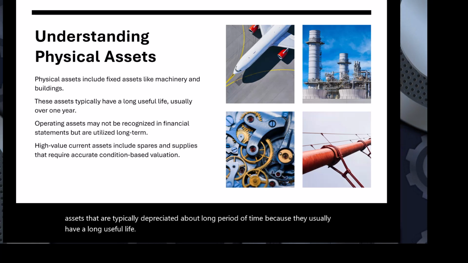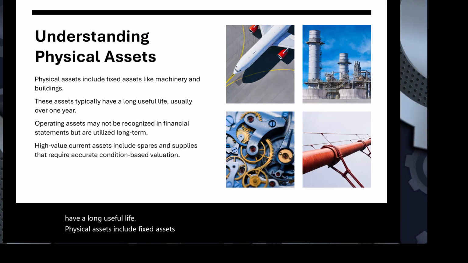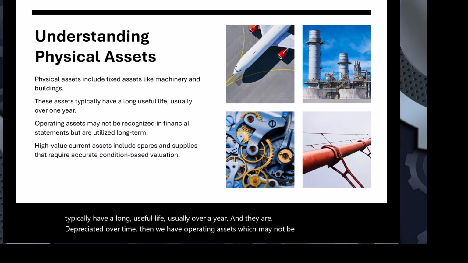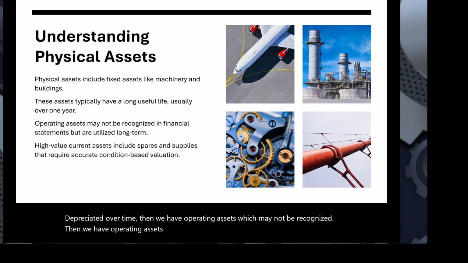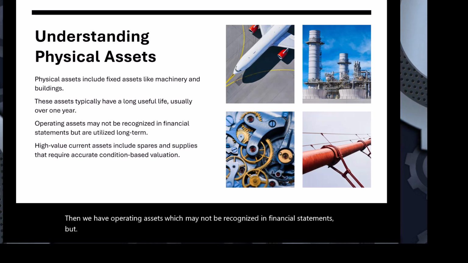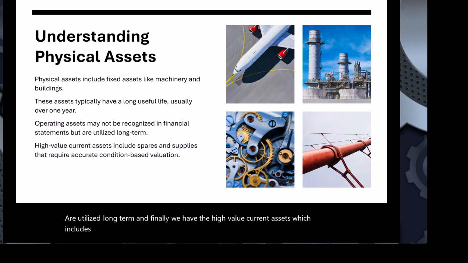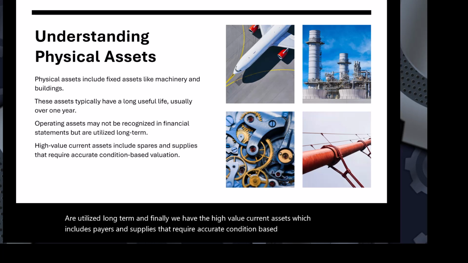Physical assets include fixed assets like machinery and buildings. And these assets typically have a long useful life, usually over a year, and they are depreciated over time. Then we have operating assets, which may not be recognized in financial statements, but are utilized long-term. And finally, we have the high-value current assets, which include spares and supplies that require accurate condition-based valuation and financial management.